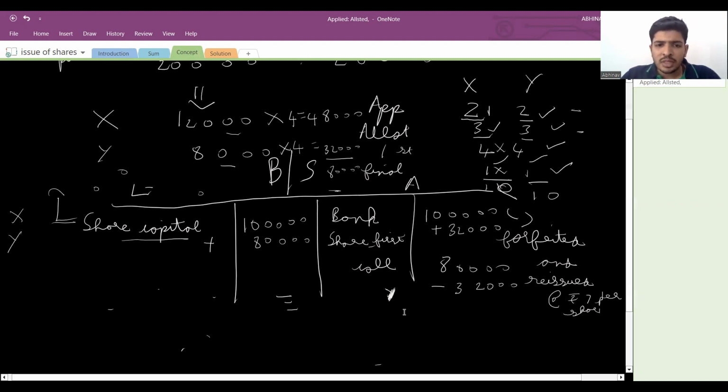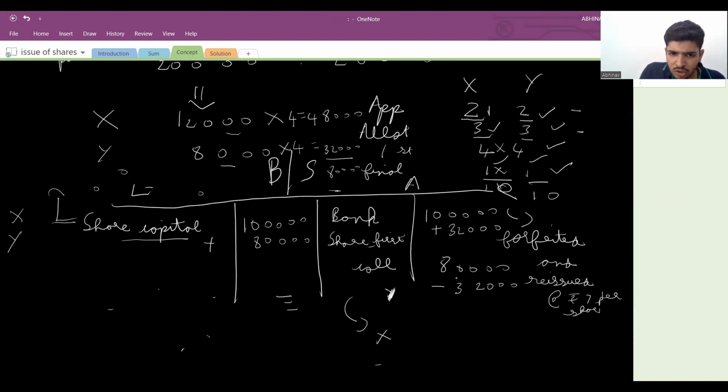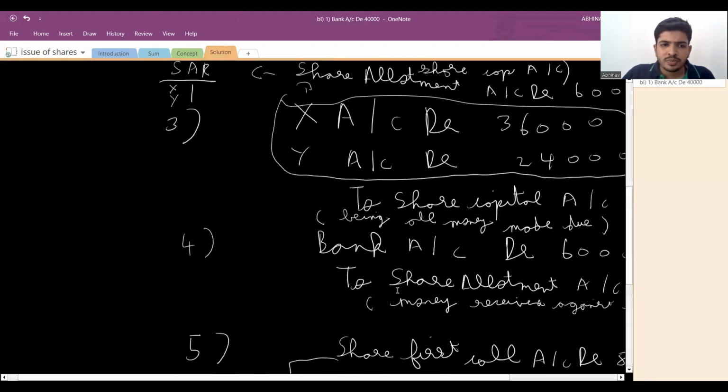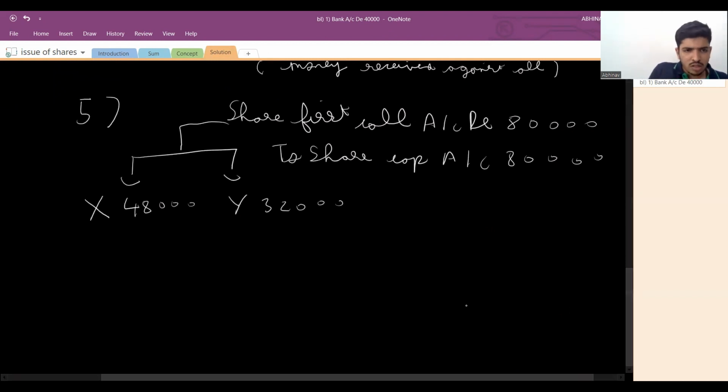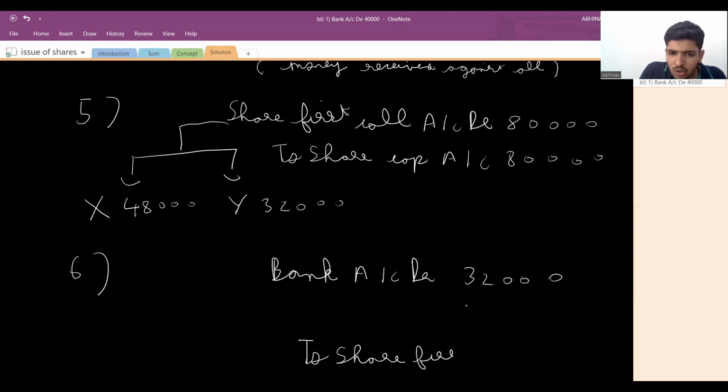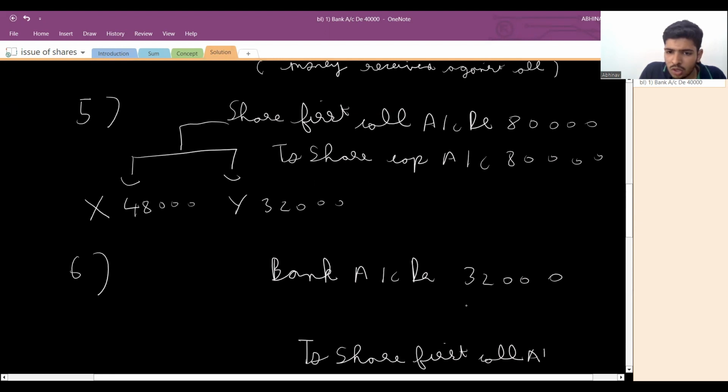Are you able to understand what I'm telling you here? In the share first call register, it was mentioned X should pay 48,000 and Y should pay 32,000. But now Y has paid the amount; X didn't pay, but we'll do what we know first. Y has paid, so what Y should pay, that due will get reduced. So 32,000 will get reduced from the share first call register, and since 32,000 is coming into the bank, 32,000 will increase in the bank account. This is what it means. Now, what will be the entry? Again, sixth entry: Bank account debit 32,000, and to share first call account 32,000. Correct?